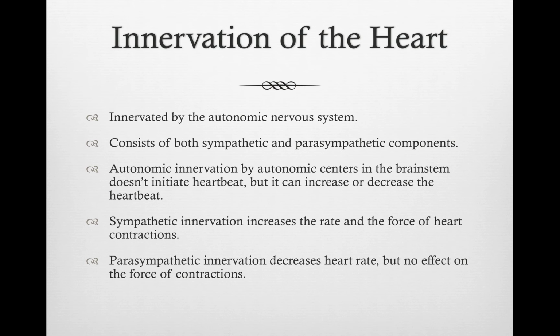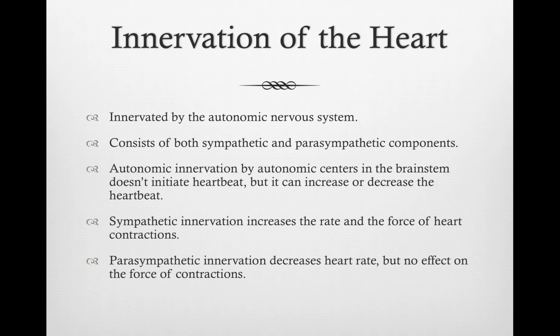Most organs are innervated by both the sympathetic and the parasympathetic components. Again, I don't expect you to know what any of that means right now. Now, this occurs largely in the autonomic centers of the brainstem, but this does not generate the heartbeat, but rather simply increases or decreases the heartbeat, so it affects rate.